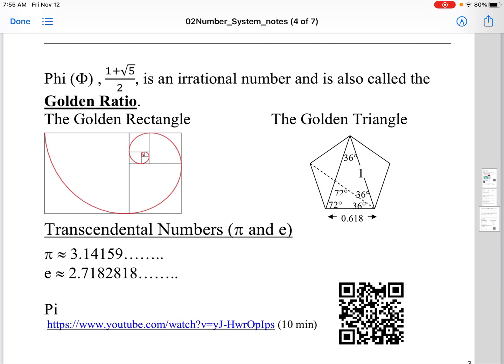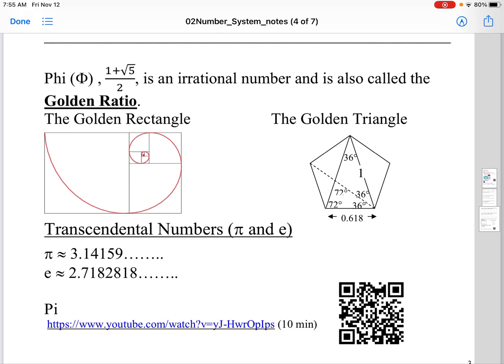So we've looked at a lot of irrational numbers that are generated from roots. Now these are called algebraic irrationals. There are lots of other irrational numbers as well, and some of them are quite interesting. One of them is phi. Phi is called the golden ratio, and phi shows up in a lot of different ways.